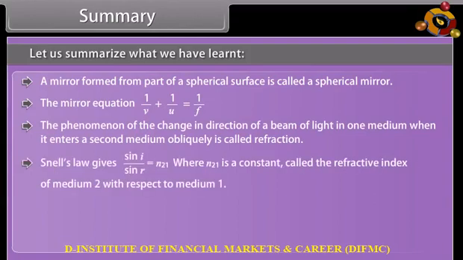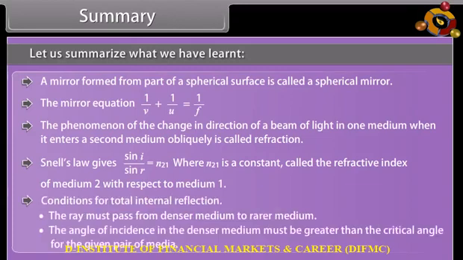Snell's law gives sin i / sin r = n21, where n21 is a constant called the refractive index of medium 2 with respect to medium 1. Conditions for total internal reflection: the ray must pass from a denser medium to a rarer medium. The angle of incidence in the denser medium must be greater than the critical angle for a given pair of media.